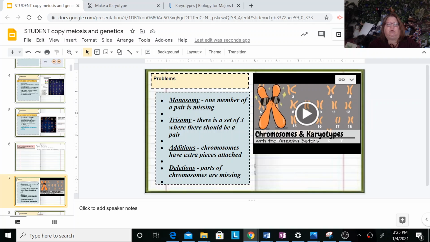Monosomy would be if you're looking at some of these karyotypes and you notice that one chromosome of a pair is missing. A trisomy, tri meaning 3, is when you have 3 chromosomes when there really should just be a pair. You can also have additions, meaning chromosomes can have extra pieces. This happens because chromosomes can be somewhat fragile and they can break off and then attach to a place where they shouldn't. And then you can also have deletions.